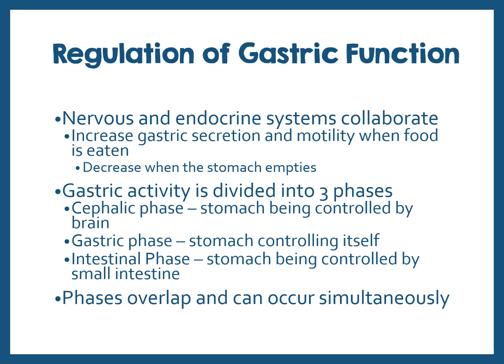When it comes to regulation of the stomach, we will have the nervous system and the endocrine system work together. If we have an increase in gastric secretion and motility, that's going to happen when food is eaten. And when the stomach empties, that's going to be detected by these systems, and we will start to see a decrease in that gastric secretion and motility.